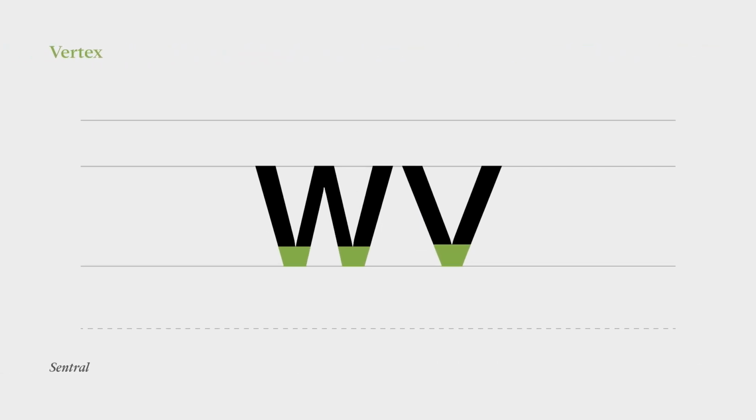V is for vertex. The vertex is the pointy shape that results from an intersection of two strokes at the bottom or top of a character. For example, A, V, and W.